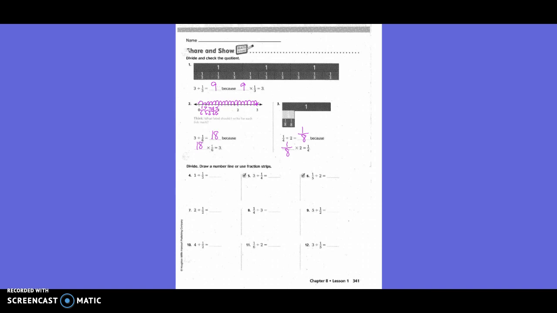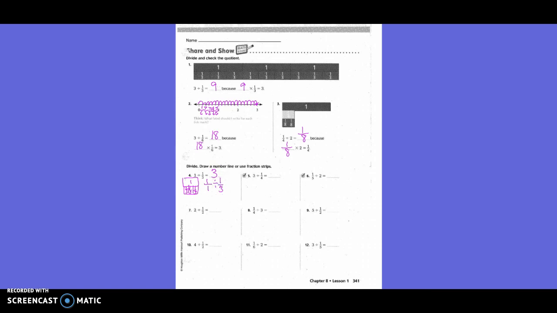Number 4, divide, draw a number line, or use fraction strips. So basically, we have 1 whole, and then they want us to divide that by 1/3. So how many 1/3 size pieces does it take to get 1 whole? 3. Now, there is an easier way to do this. Okay, I would say this would be 1/1, right? Then I would say divided by 1/3.